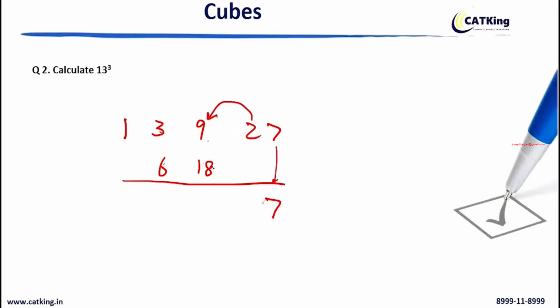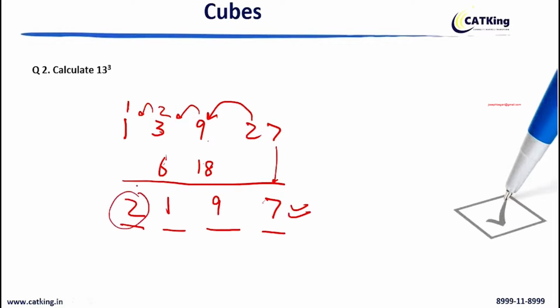So 9 plus 2, 11. 11 plus 18 is 29, correct? So again 9 will come here and 2 will get carry forward. 6 plus 3, 9 plus 2, 11. So again 1 will come here and 1 will get carry forward. 1 plus 1, 2. That is your answer. You can only have single digits in each of the squares. Only this square can have double digits. See how simple is it?